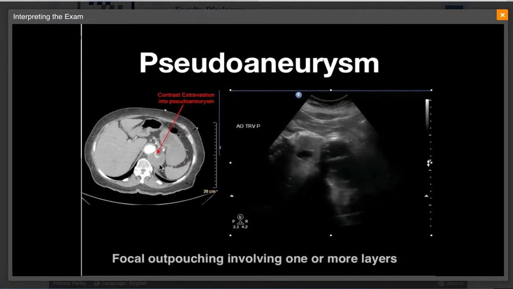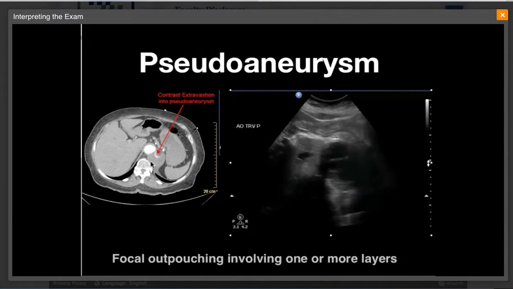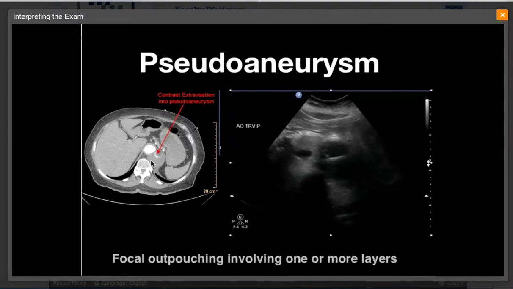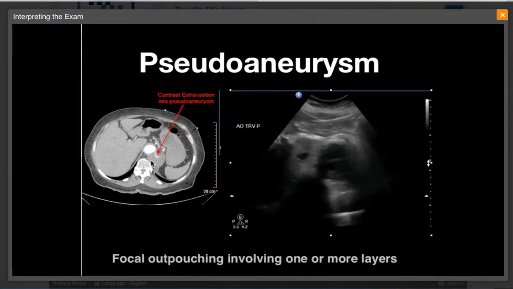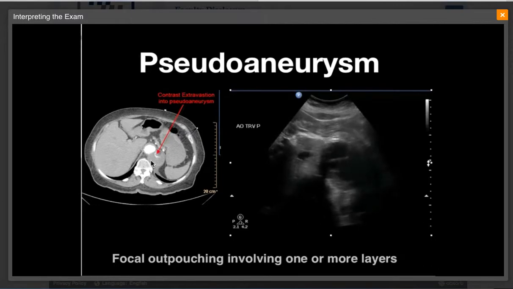A pseudoaneurysm is a focal outpouching from the aorta resulting from the disruption of one or more layers of the aortic wall. They account for only about 1% of all abdominal aneurysms, and the most common cause is trauma. And the patients who have a post-traumatic pseudoaneurysm may not be symptomatic for years. These may also develop from large penetrating atherosclerotic ulcers, and rarely mycotic aneurysms may be the cause.